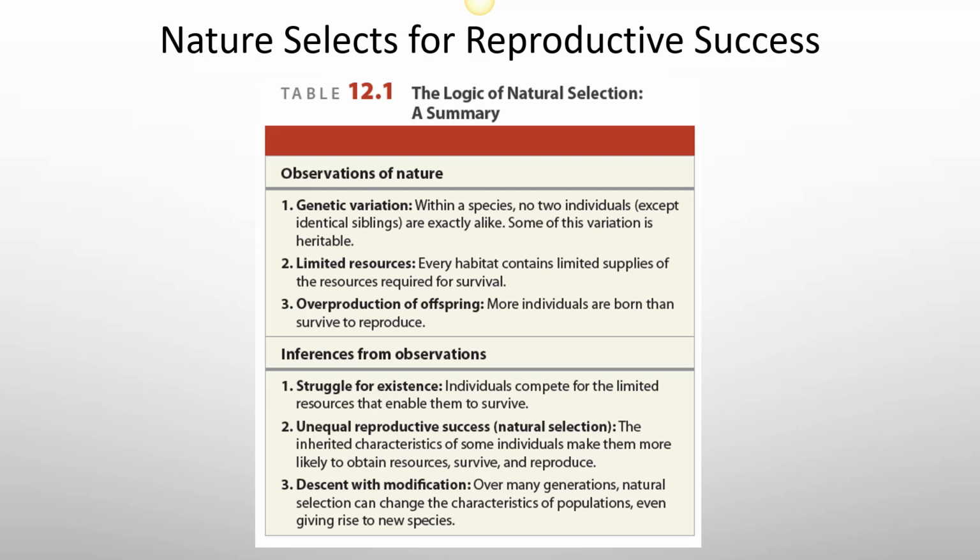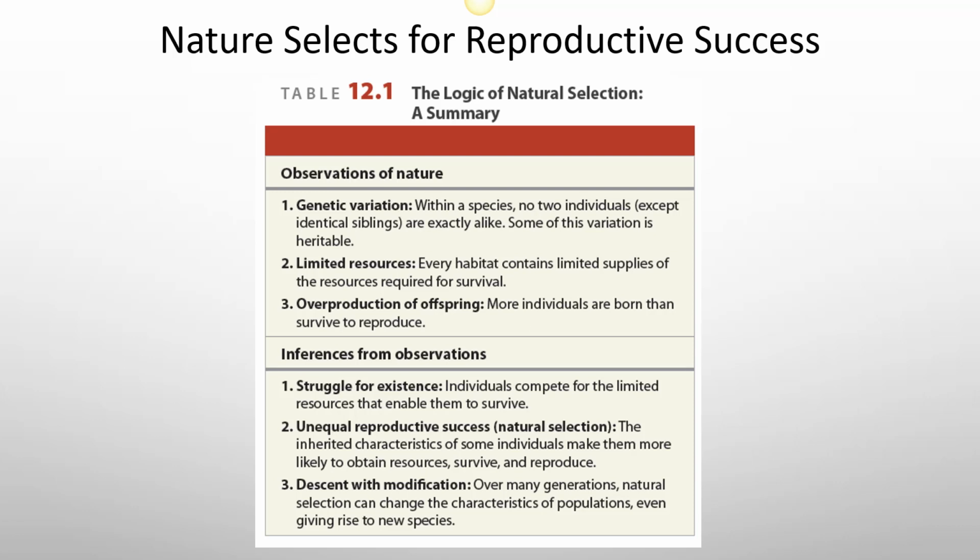So, the logic of natural selection. First, there's genetic variation. Within a species, no two individuals are exactly alike. Some of this variation is heritable. Then there's limited resources. Every habitat comes with a carrying capacity. That's the maximum number of organisms that it can support.